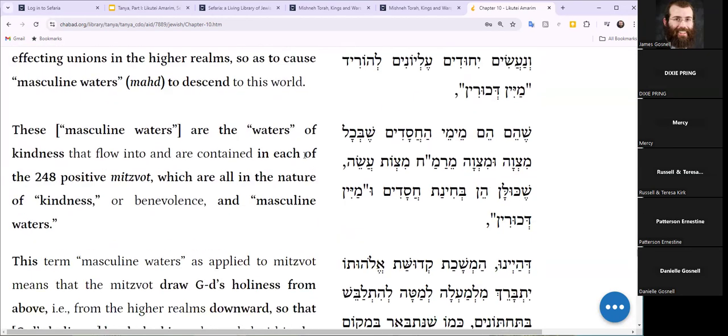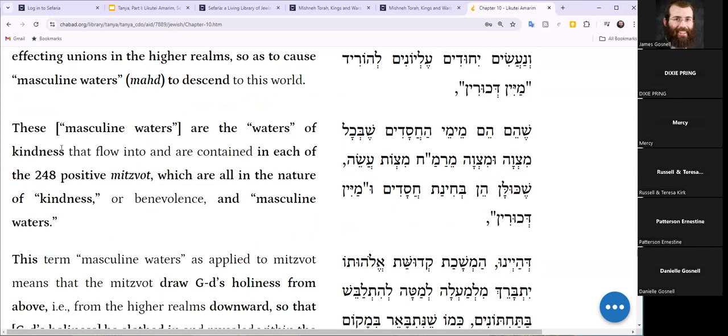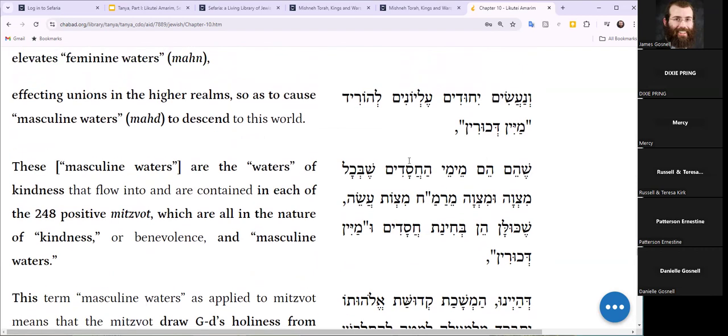These masculine waters are the waters of kindness that flow into and are contained in each of the 248 positive mitzvot, which are all in the nature of kindness, of, I would assume, chesed. The waters of chesed.